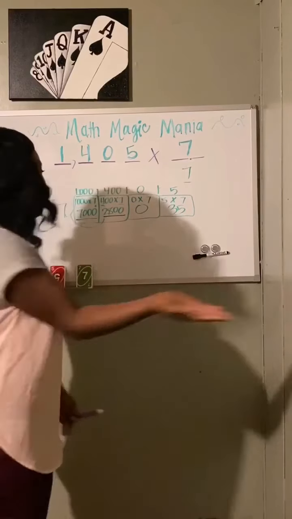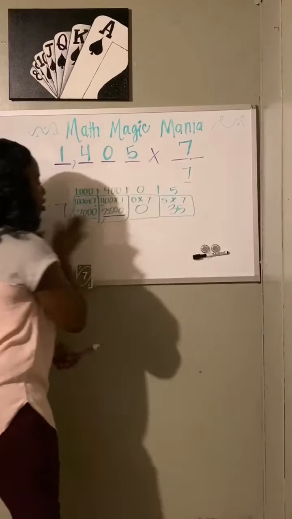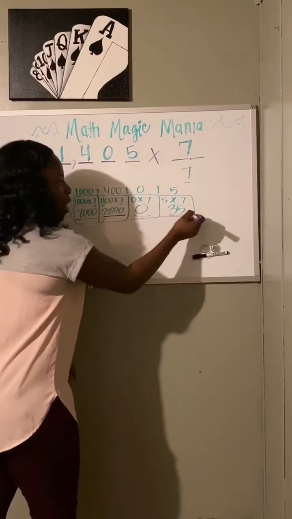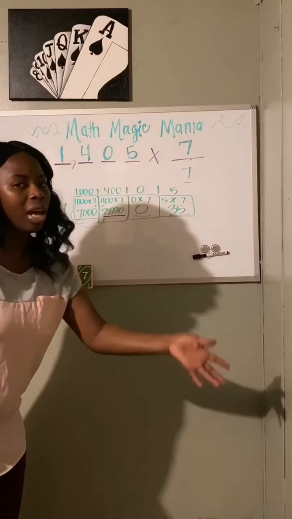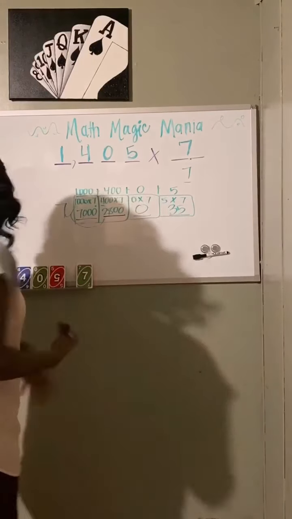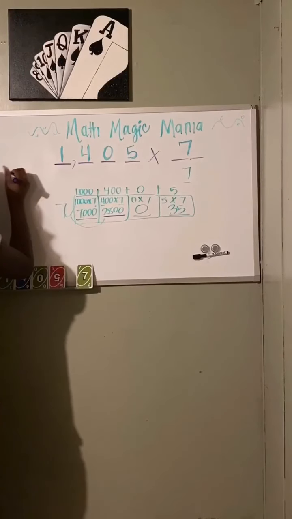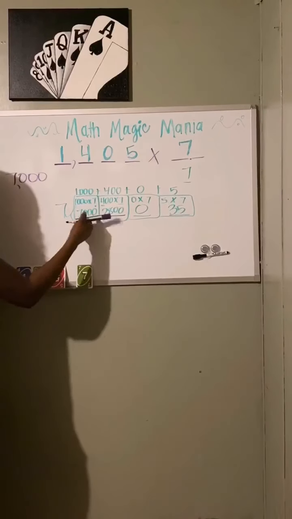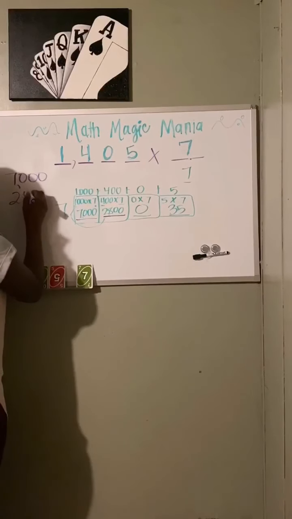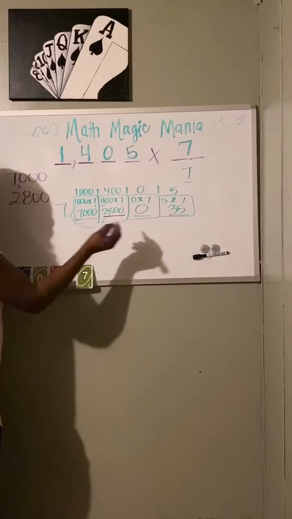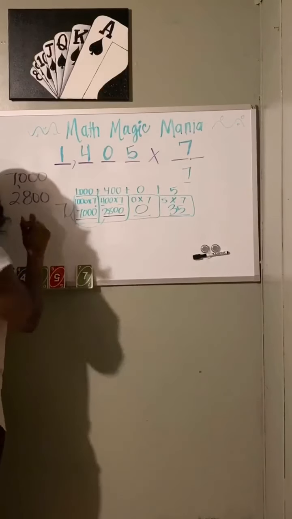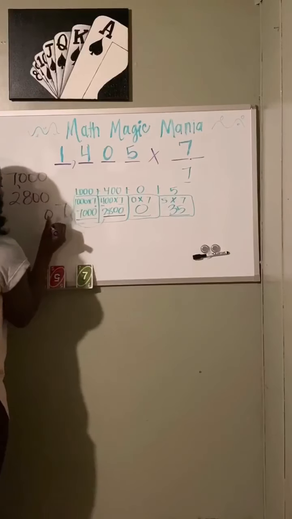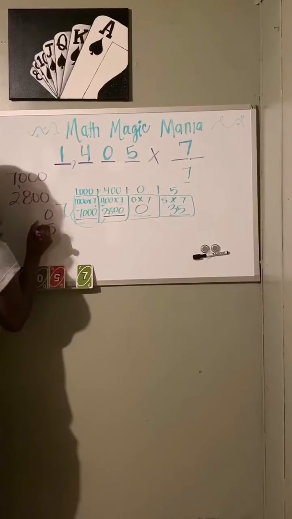Okay, so now we have to add our partial products. 7,000, 2,800, 0, and 35. But let's make sure we line them up so that it's easier to add. So the first number is 7,000. The next number is 2,800. The next number is 0. And the next number is 35. 5 in my ones place, 3 in my tens place.